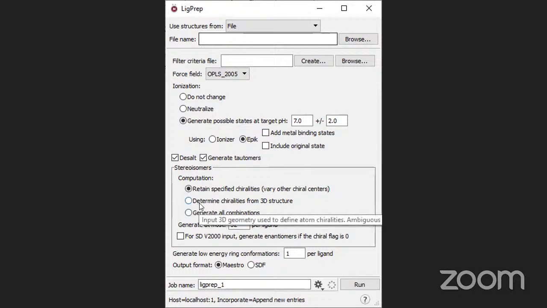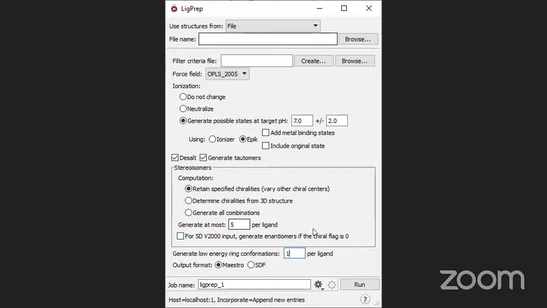And here you can see other options: determine chiralities from 3D structures, generate all combinations, and generate at most 32 per ligand. This much number is not required. Mostly we'll keep something like 5, and generate low energy conformations around 1 per ligand. These are different options which are present in the prep module.